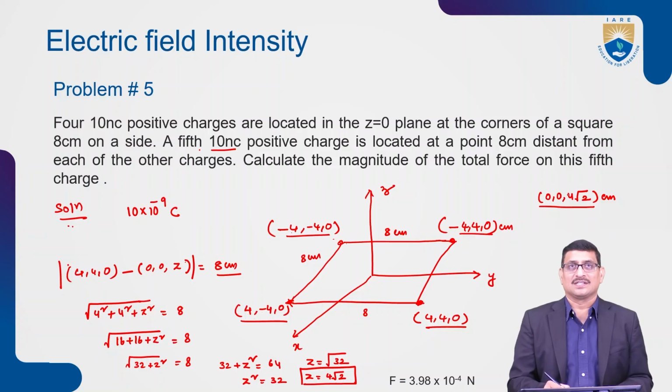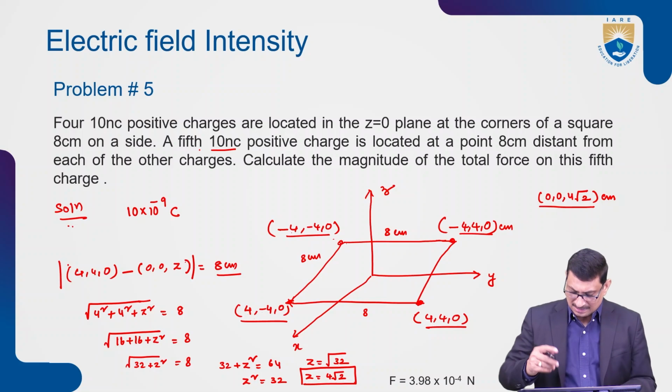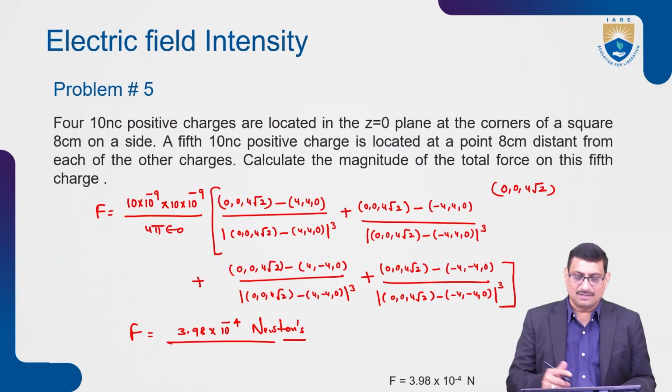Then, knowing all these things, we started to calculate the electric field, the force at this point due to the 4 point charges. Then we calculated, and that value is equal to 3.98 into 10 power minus 4 newtons.